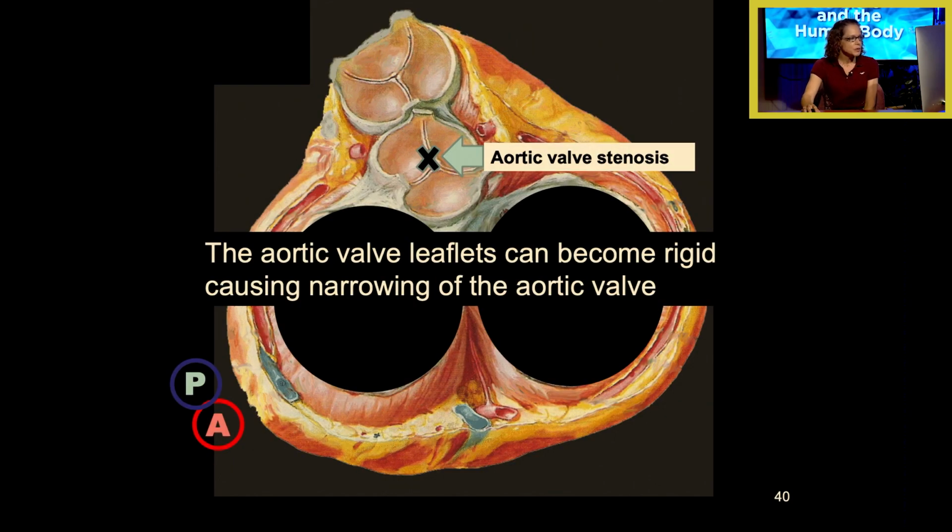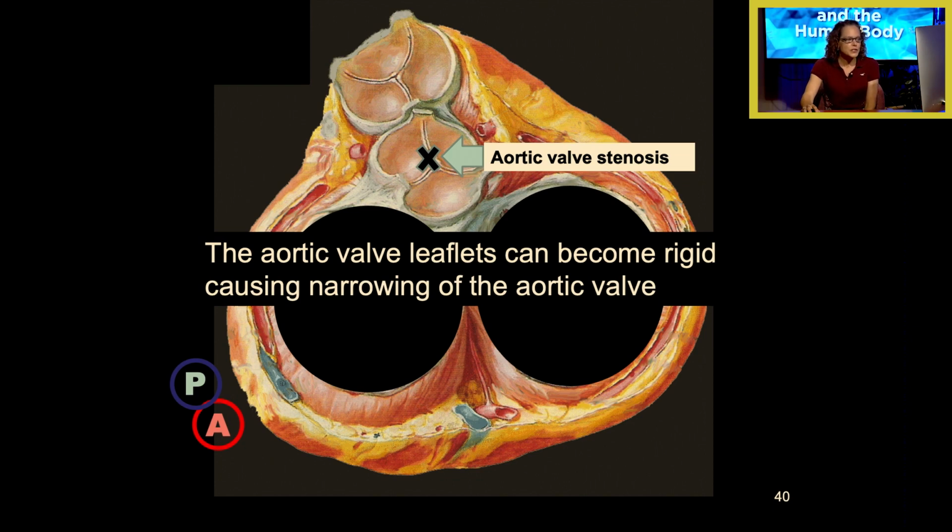In aortic valve stenosis, the aortic valve leaflets can become rigid, and that causes narrowing of the aortic valve. If the aortic valve does not open completely, the area through which the blood moves out of the heart and into the aorta becomes narrowed. We call this stenosis. In the healthy heart, the oxygenated blood flows from the left ventricle through the aortic valve into the aorta, so it can be routed through the body into the systemic circulation.